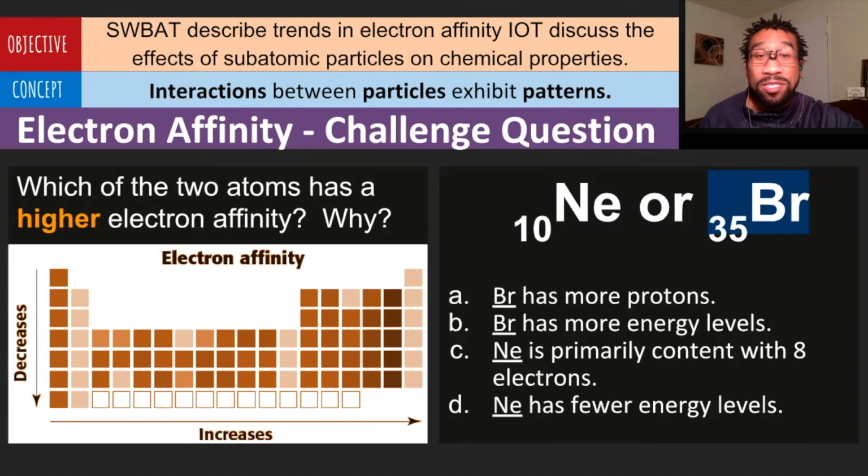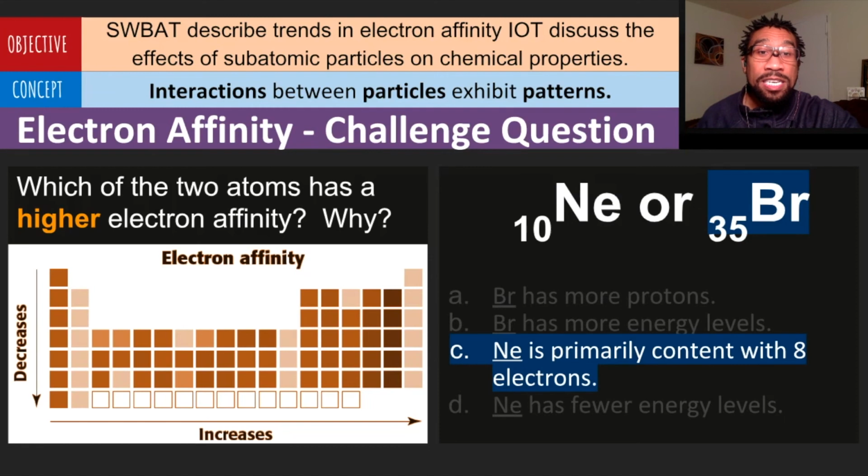Well, let's compare the two elements. Bromine is actually in group 17 on the periodic table, and then neon is actually in group 18 on the periodic table. In addition, bromine has more energy levels than neon. So this is a little bit different. It actually breaks the trend where the electron affinity increases from left to right. And so the reason why bromine has a higher electron affinity is because it's missing an electron, and neon is primarily content with already having 8 valence electrons. So it is not going to be as excited about receiving an extra electron.